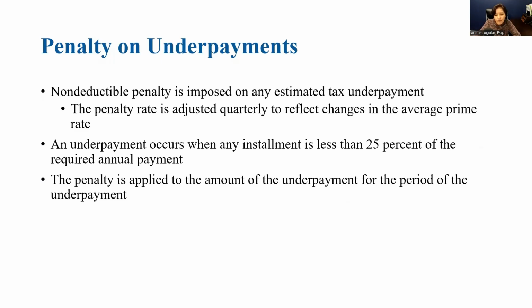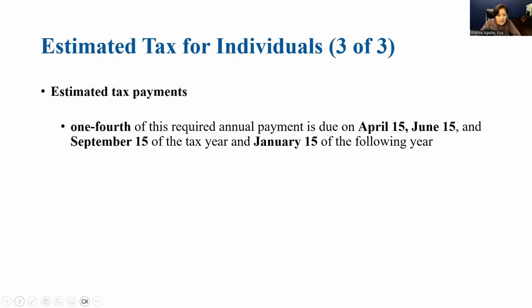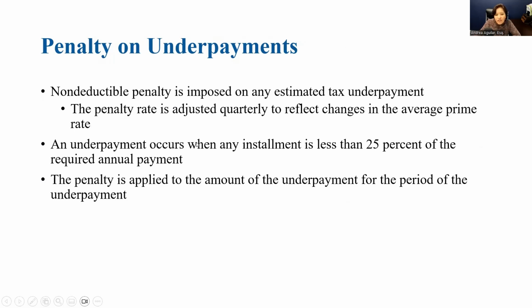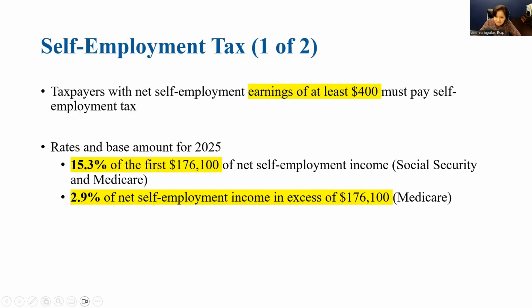It's non-deductible, and it's a fine, a penalty that you have to pay because you are underpaying your taxes. You are not sending the estimated amount. You're not sending that, and at the end of the year, there is an underpayment of taxes. If that is the case, then you're subject to the penalty. The underpayment occurs when any installment is less than 25% of the required annual payment. And the penalty is 25% of the required annual payment.